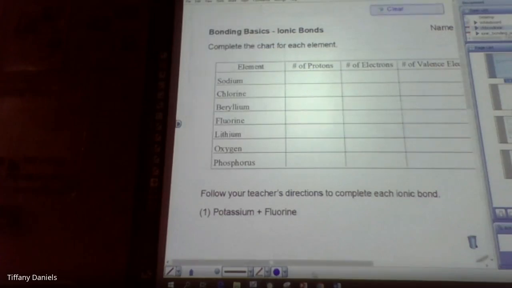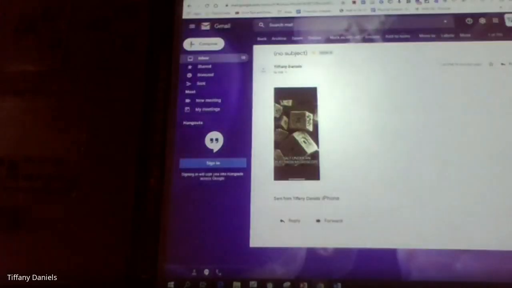All right. In your Google Classroom, you have this page right there. And I do not remember if we finished it. We did. Okay. Does anyone have any questions or problems with it?